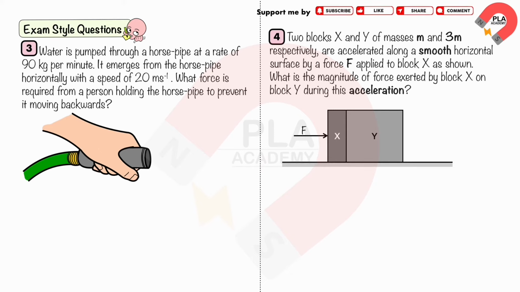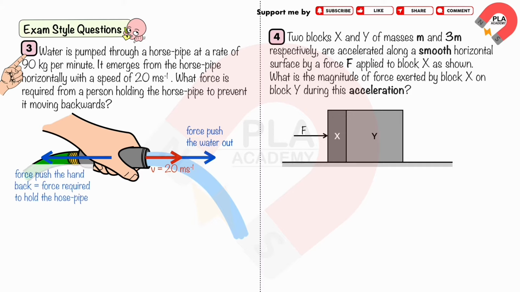Exam style question 3. Water is pumped through a hosepipe at a rate of 90 kilograms per minute. It emerges from the hosepipe horizontally with a speed of 20 meters per second. What force is required from a person holding the hosepipe to prevent it moving backwards? When the water moves from the hosepipe, there is a force to push the water out. This causes a force to act on the hand backward in equal size due to Newton's third law. This force is equal to the force required to hold the hosepipe.